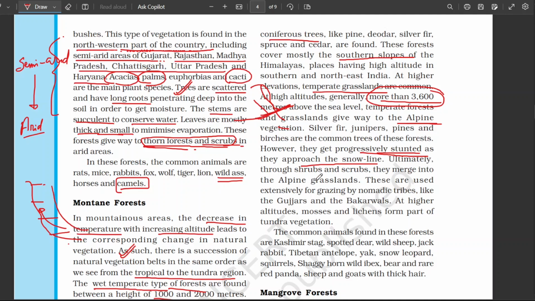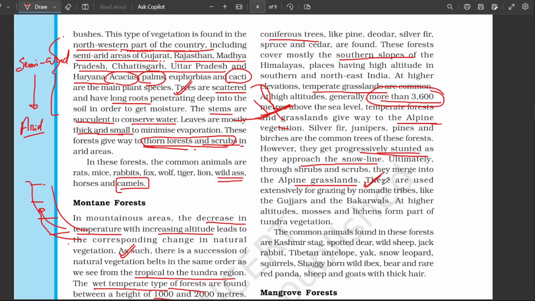Ultimately through shrubs and scrubs they merge into the alpine grasslands. तो अब अल्पाइन ग्रासलैंड शुरू हो जाएगा और उसमें वो मर्ज हो जाएंगे श्रब्स के फॉर्म में जाते जाते. These are used extensively for grazing by nomadic tribes. अब इनका क्या यूज है ये भी आप पढ़ेंगे.